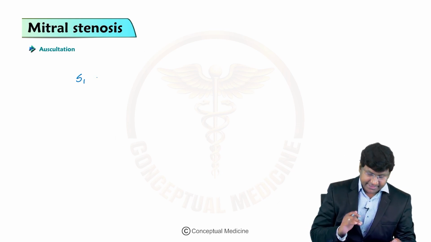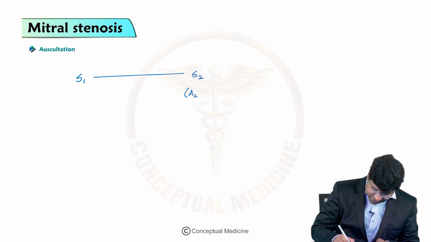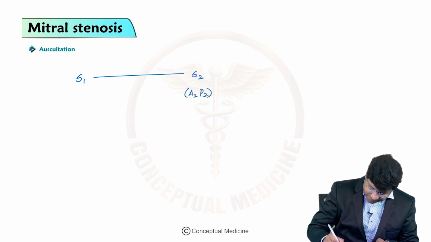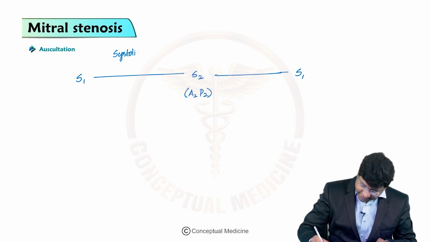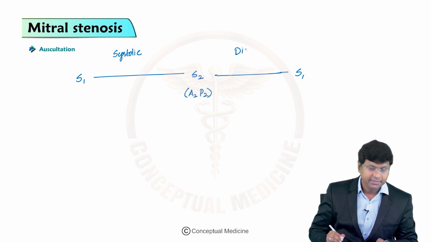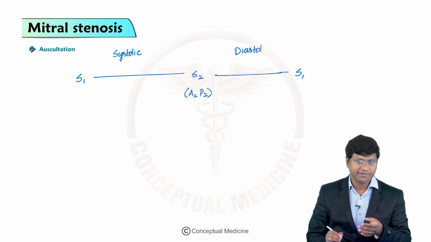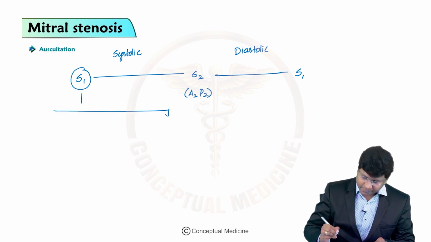Then followed by that, on auscultation. So auscultation in mitral stenosis: this is your first heart sound, this is the second heart sound where you have A2 and P2. Then followed by that again we have the first heart sound. Between S1 and S2 is the systolic phase. Between S2 and S1 is the diastolic phase.